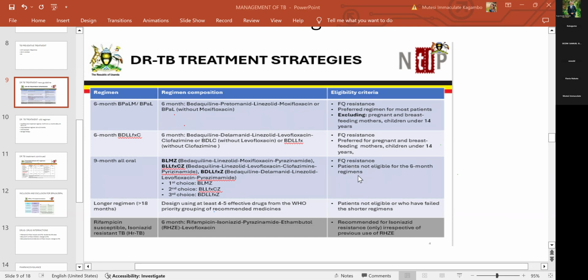And then there are still also those who may have to go for 18 months, okay? There are those who have failed on those shorter treatment regimens. You still take them for 18 months, on the regimens that I told you earlier on, the longer regimens, okay? They have failed those shorter regimens. So you need to look at these eligibilities critically.